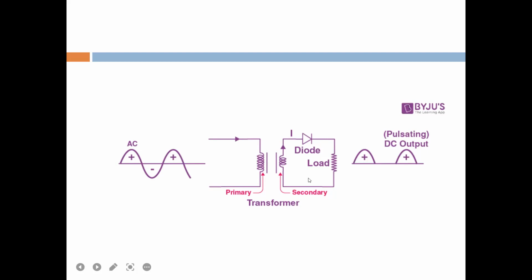In the next half cycle, what happened? This is going to be negative. It means it is going to be reverse biased. So there is no output. Again for the next cycle, it will become positive, so it is going to be forward biased. So the pulsating DC output is formed in the case of the half wave rectifier circuit.